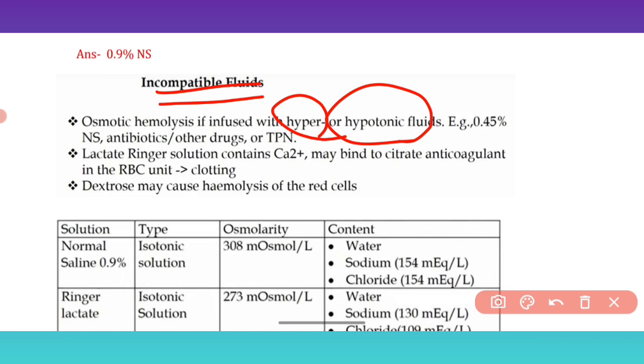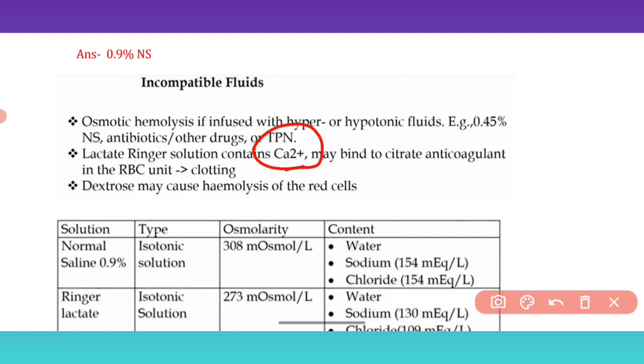What kind of fluids do we need to start? Isotonic solution. Which isotonic solution: normal saline or Ringer lactate? We need to start 0.9% normal saline. We should not start Ringer lactate, because Ringer lactate solution contains calcium, and packed RBC contains citrate as an anticoagulant. Calcium plus citrate together will form clotting. So we should not start Ringer lactate. The best solution is 0.9% sodium chloride.